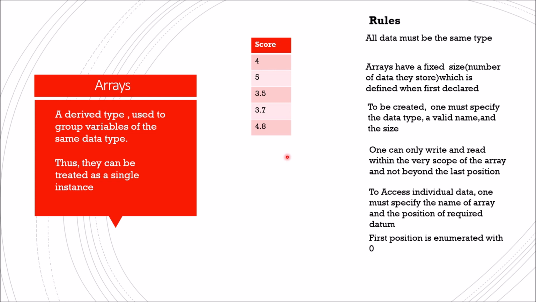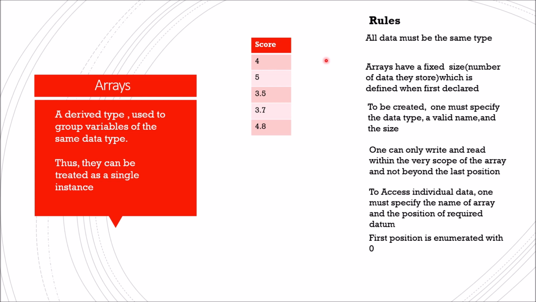So let's say, for instance, that you are going to store in your program these 5 scores. You can define a variable for each individual score, so you will have 5 variables. Suppose that you want to print the results on screen. You will have to access variable 1, variable 2, 3, 4, and 5. So it will be less efficient and kind of cumbersome.